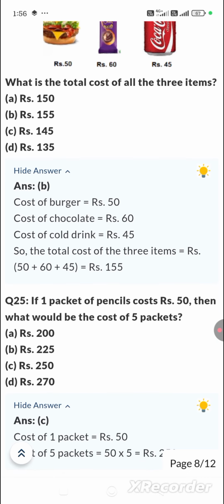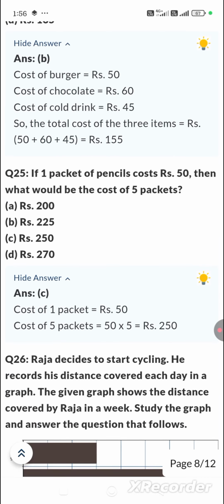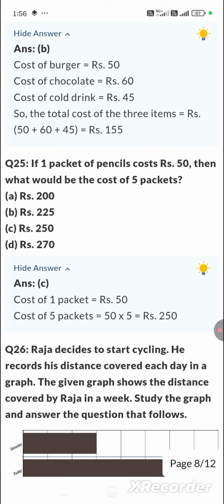If one packet of pencil costs rupees 50, then what would be the cost of 5 packets? The answer is option C. Cost of one packet is rupees 50, cost of 5 packets is 50 into 5, 250 rupees.